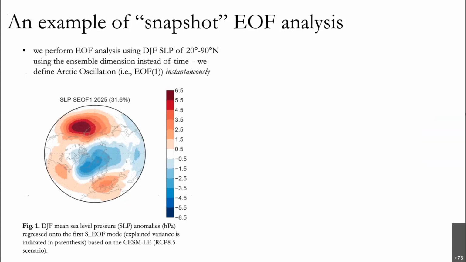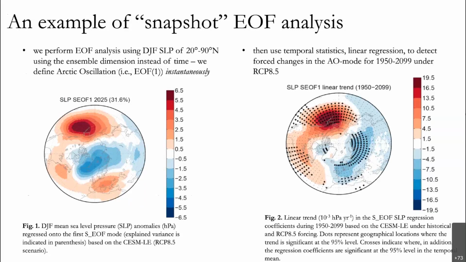On the left figure, the AO mode is exhibited in 2025 across the ensemble, so in that time instant for DJF in 2025. Remember that we can do EOF at any time instant across the ensemble, and thus we get as many EOF modes as we have time steps, and then we can do regression to detect any changes in the AO mode. In the right figure, the black crosses indicate where significant changes happen in the AO mode until 2099 in the CESM large ensemble. This means that the action centers of the Arctic oscillation are not constant. They can change due to external forcing.